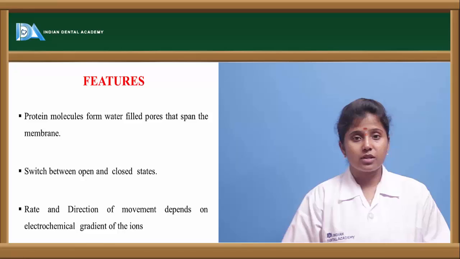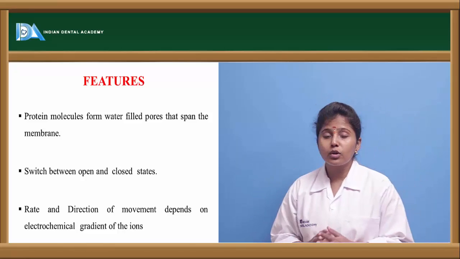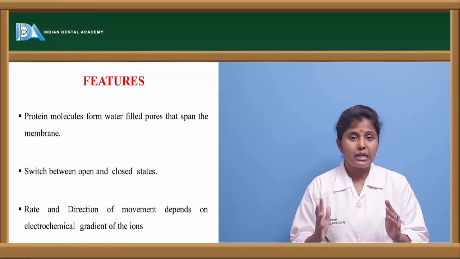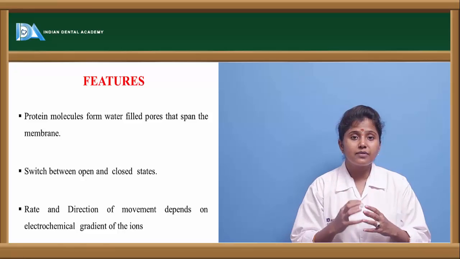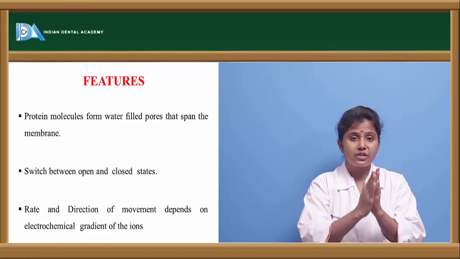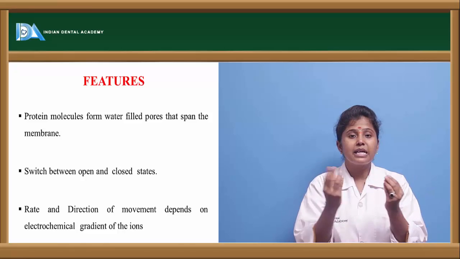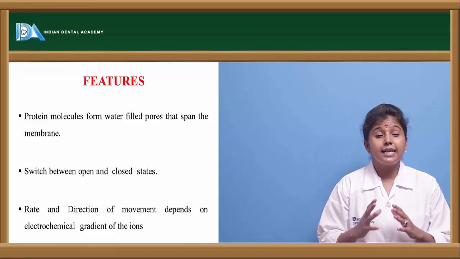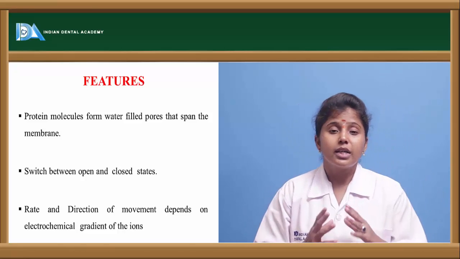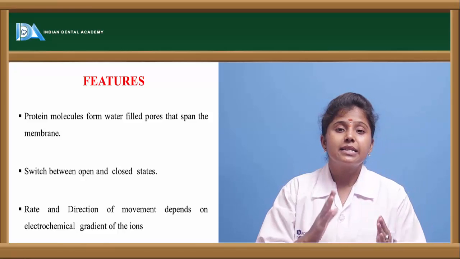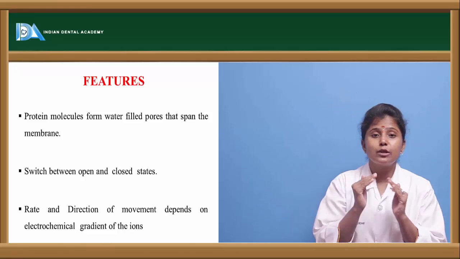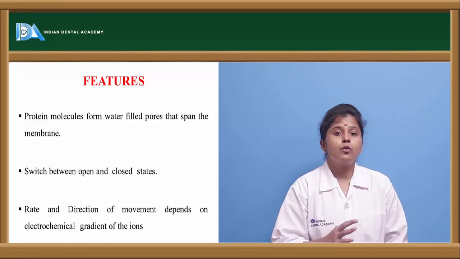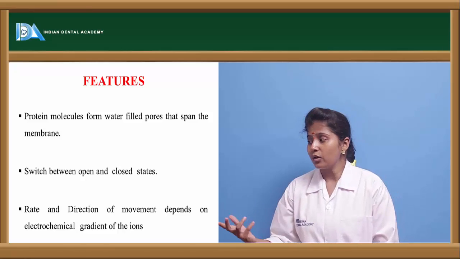Now, if we see the features of these receptors, these are protein molecules which form water-filled pores. So here the receptors are protein in nature. When fluid is filled into them, they form pores. And thereby they get opened, and through these pores the ions enter the channel, and this entry is based on the concentration gradient as well as the state of the receptor. So if the receptor is in the opened state, then only the ions can enter. If the receptor is in the closed state, it won't allow the ions to enter into the receptor.